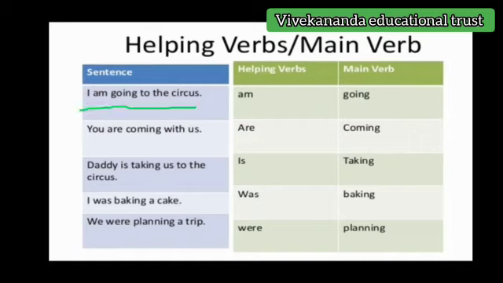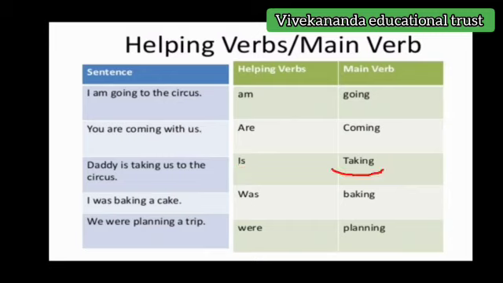I am going to the circus. So in this sentence, go is the verb. So it comes as going. So going is a main verb. The word that comes before the main verb is said to be the helping verb. So am is a helping verb. Next, you are coming with us. So the verb is come. Coming is a main verb. Are is a helping verb. Next one. Daddy is taking us to the circus. Is is a helping verb. Taking is a main verb.